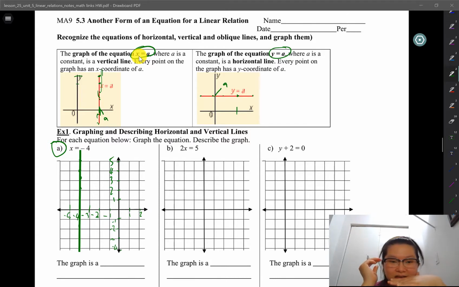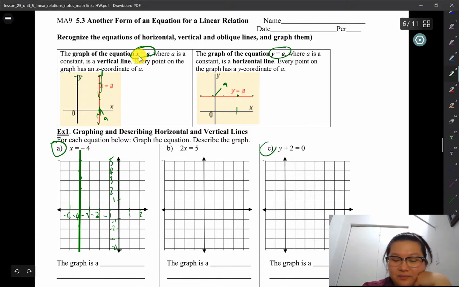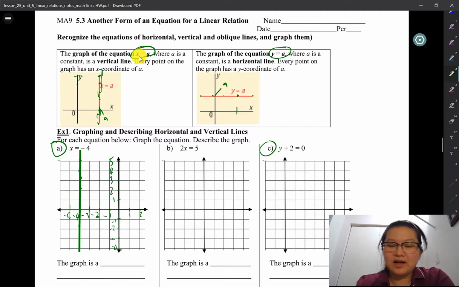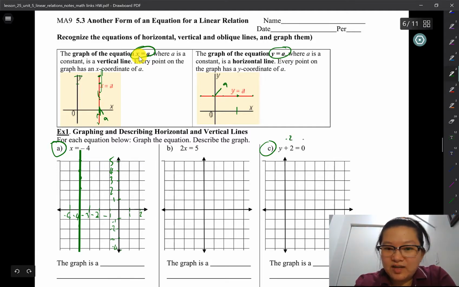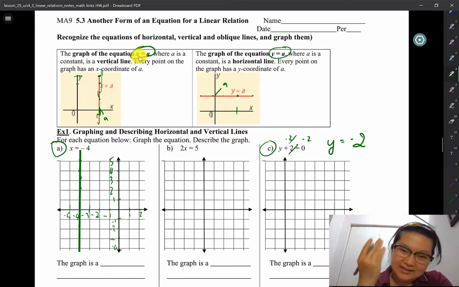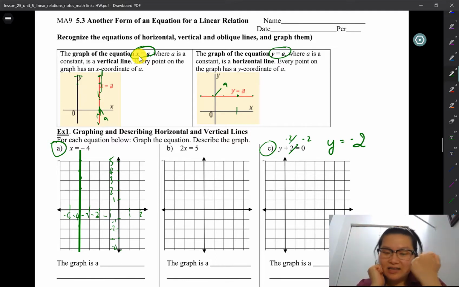So let's take a look at an example, let's take a look at example C, okay? Notice this one here is not quite solved yet. So we have to move the 2 to the other side by subtracting 2 from both sides. I get y is equal to -2. And what that means is no matter what x is equal to, y is always equal to -2.